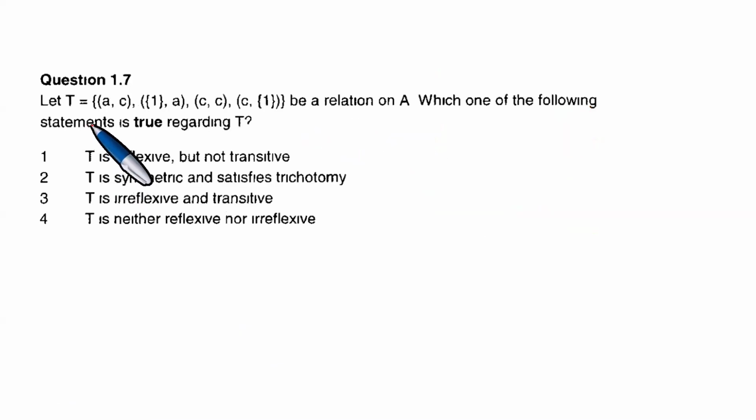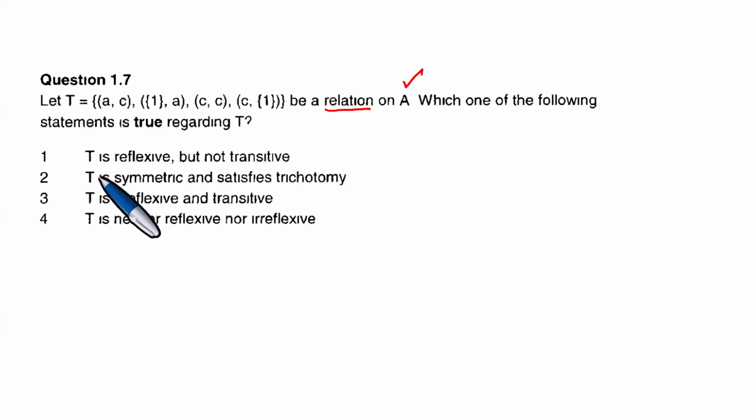Let the set T contain A, C, and those particular elements be a relation. These are some of the concepts we shall spend a great deal of time discussing: the notion of a relation. So now, we have this set T, and we're saying let T be a relation on A. Which one of the following statements is true regarding T?